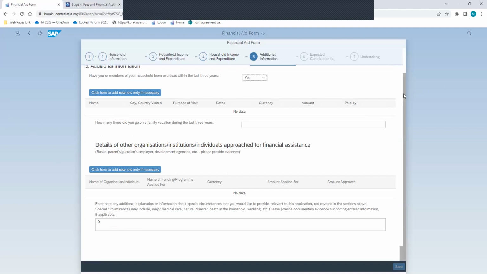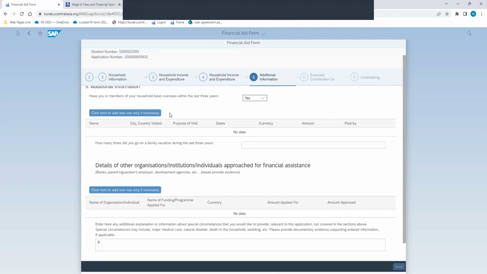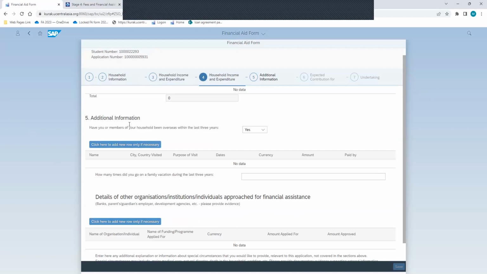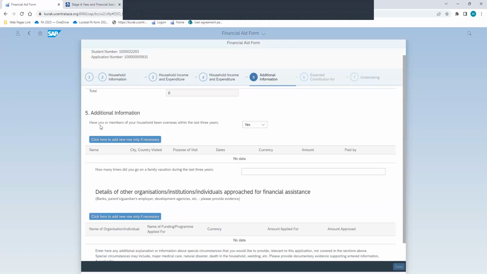This is kind of additional information. Have you or members of your household been overseas within the last 3 years? You have to answer accurately. If yes, then you have to choose yes. If no, you need to choose no. So in my case, assume that yes.